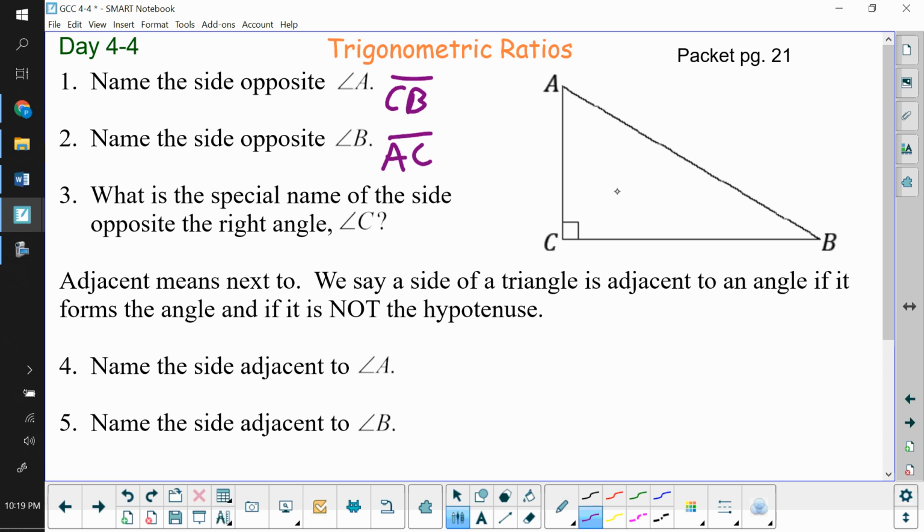And then opposite angle C, well, C is the right angle. The side across from the right angle has a special name. That's the hypotenuse.